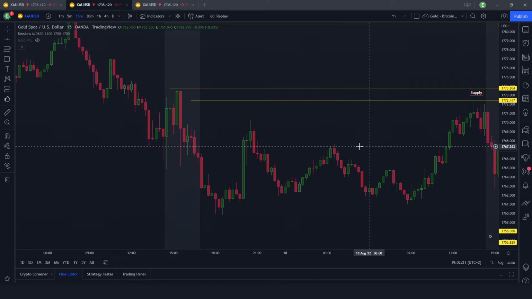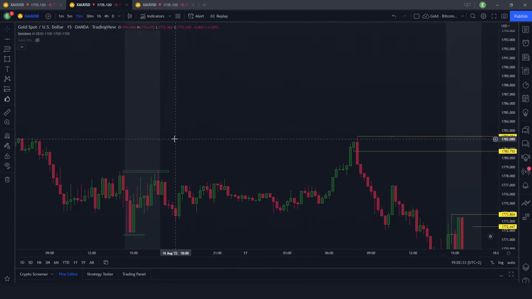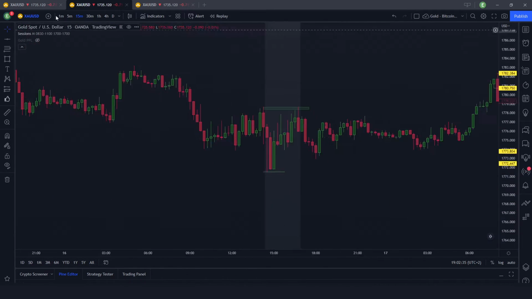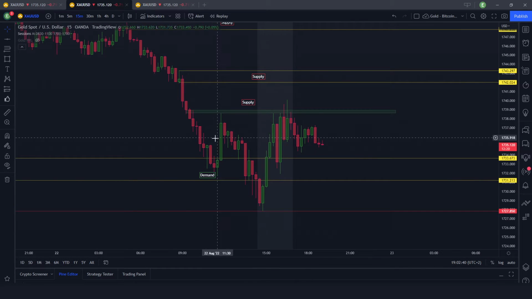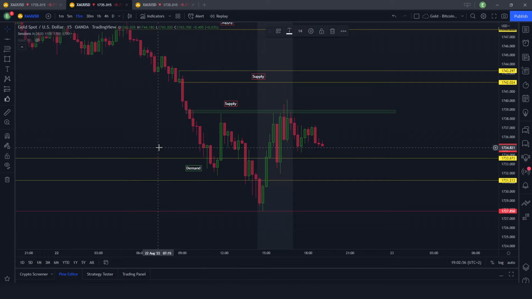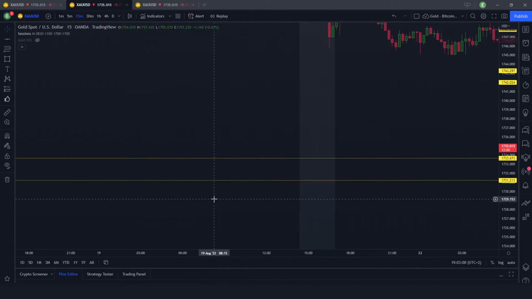As you can see, from the 1770s, basically from the 1800, the price has been bearish all along, and we were approaching today's New York session with two main areas. I had this intraday supply, which was based on the last high during the London session, and I had this demand area based on the 15-minute.